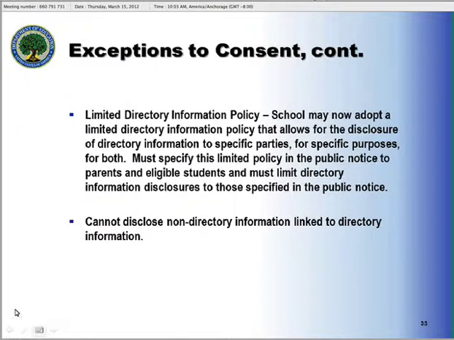The regulations were also amended in 2011 to clarify that schools may adopt a limited directory information policy that allows for the disclosure of directory information to specific parties for specific purposes, or both. The school must specify its limited directory information policy in the public notice to parents and students. We had a school once ask us if they could comply with a request from an outside group for directory information on all students that had a certain disability. Of course, we explained that a school cannot disclose non-directory information linked to directory information.